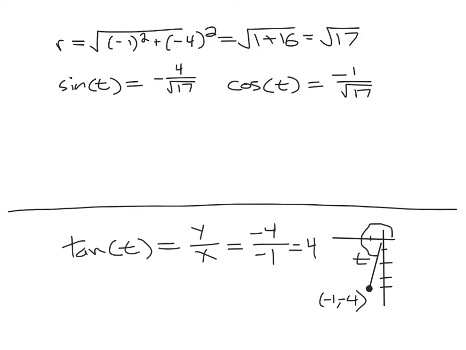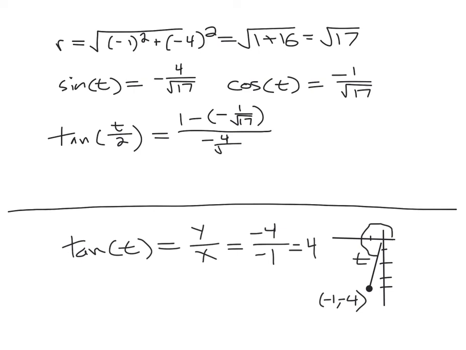Let's just see what it looks like when we plug it into the half angle formula for tangent. So the tangent of t over 2 equals 1 minus the cosine of t, which is minus negative 1 over the square root of 17, over the sine of t, which is negative 4 over the square root of 17. And now let's clean that up as much as we can. So that equals 1 plus 1 over the square root of 17 over negative 4 over the square root of 17.